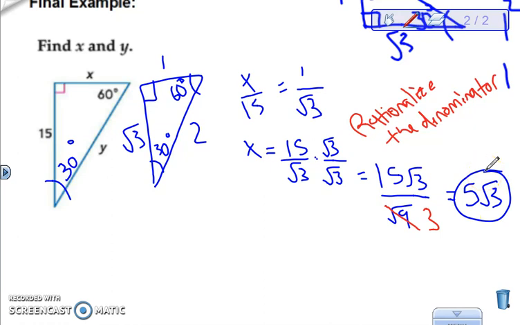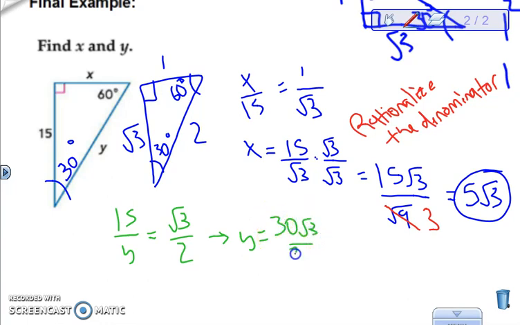To find y, I'm going to say 15 over y is equal to root 3 over 2. And then we're just going to follow the same steps. So y is equal to 30 over the square root of 3. And then we rationalize it, which should give us y equals 10 square root 3.